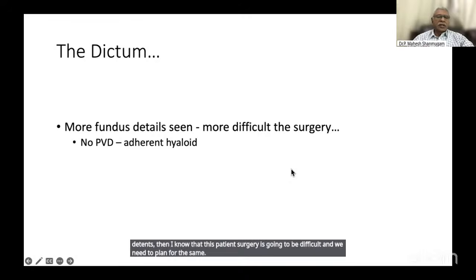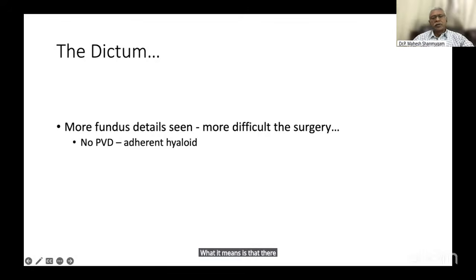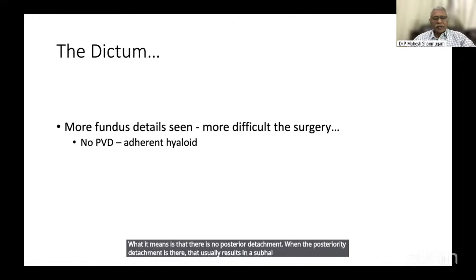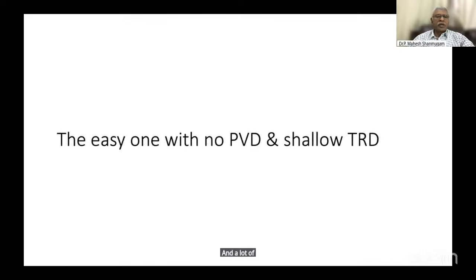What it means is that there is no posterior vitreous detachment. When the posterior vitreous detachment is there, that usually results in a subhyaloid hemorrhage or a vitreous hemorrhage, indicating that there could be separation of the hyaloid somewhere, and we can start the surgery from there. But if we are not able to see the details, then that means there's no hyaloid separation, and a lot of dissection would have to be done.